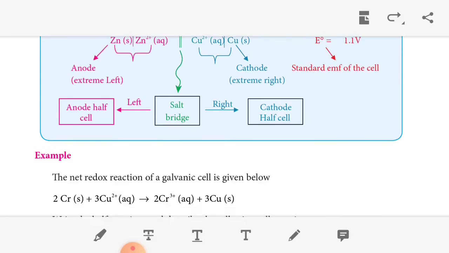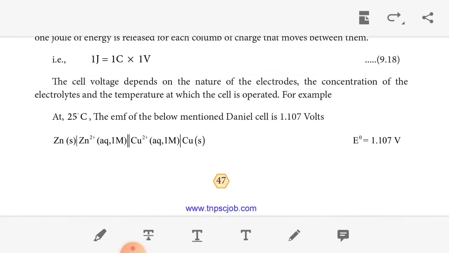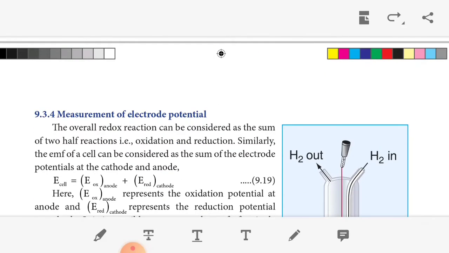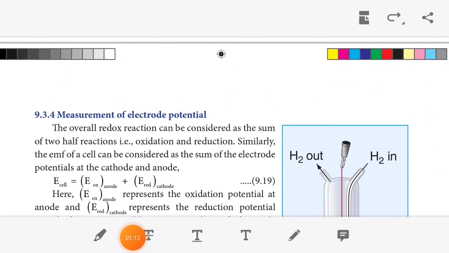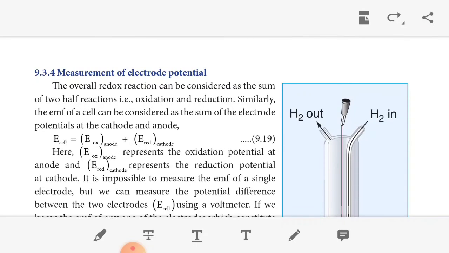The next one, measurement of electrode potential, represented by SHE. SHE means standard hydrogen electrode. So what is SHE? The overall redox reaction can be considered as the sum of two half reactions, that is, oxidation and reduction. So the EMF of the cell can be considered the sum of the electrode potentials at the cathode and the anode.